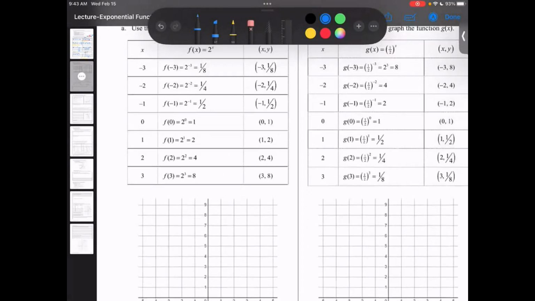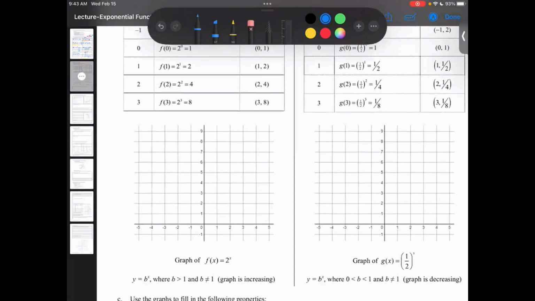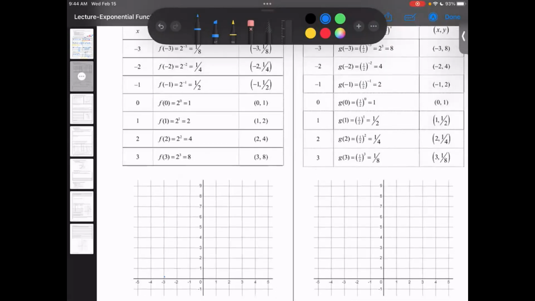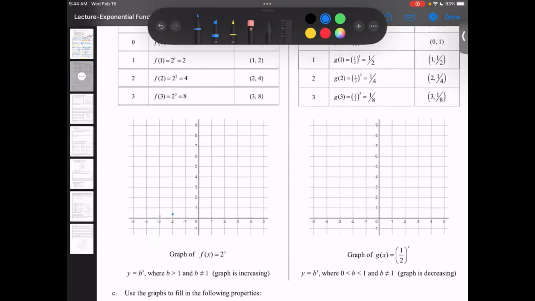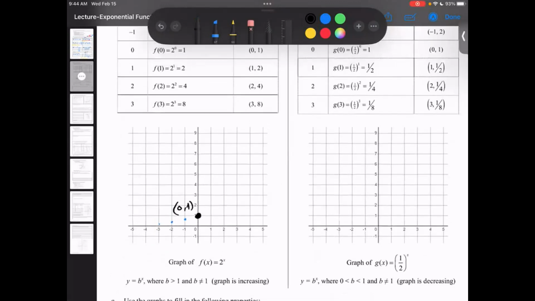When x equals -3, y is 1/8. It's really, really close to the x-axis. It's really close to everything. It's a tiny little dot there. When x is -2, y is 1/4. When x is -1, y is 1/2. When x is 0, y is 1. I'm going to put this in a bold dot. It's important. Remember that: 0, 1. This one right here, that's what we're going to use for translation, which is later.